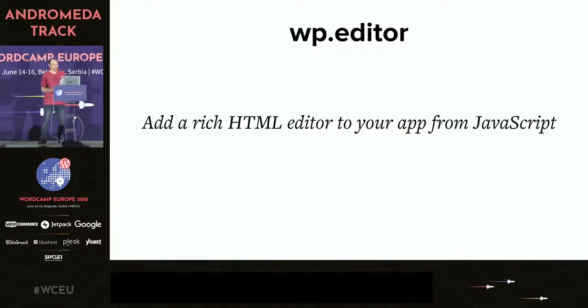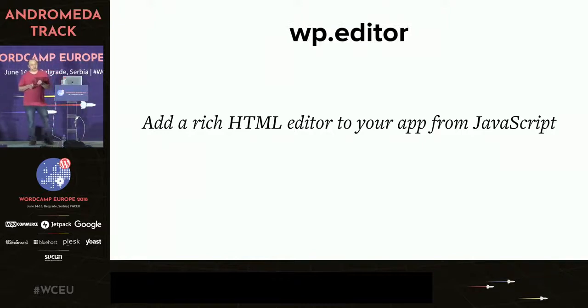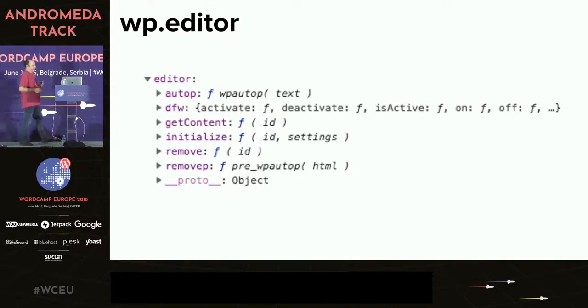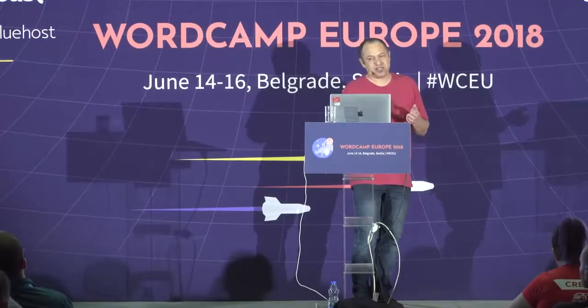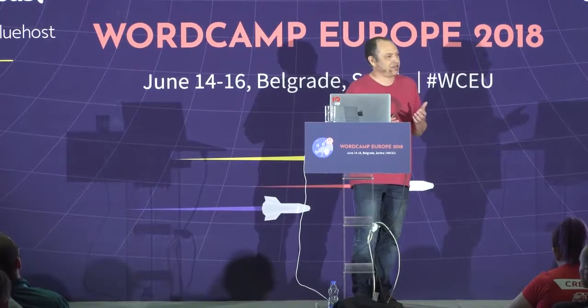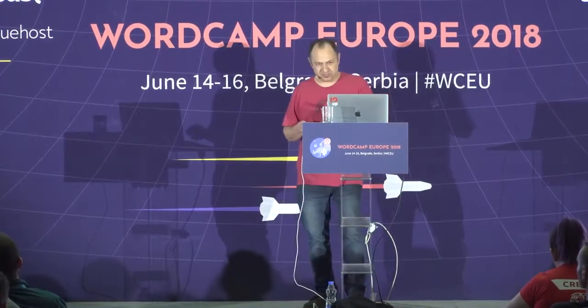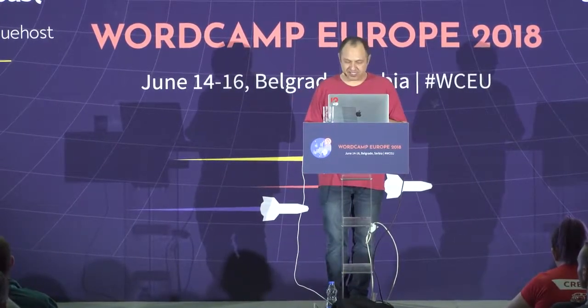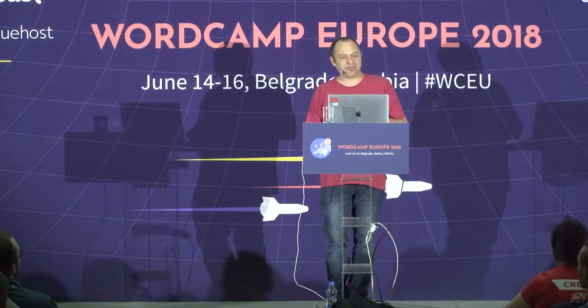All right, let's dive in. WP Editor. This is the JavaScript way of rendering a TinyMCE editor into your application. It's the same TinyMCE editor that editors are already used to using on the post-edit screen. And it is great for adding an editor anywhere you want. You can add it in a meta box or maybe on the front end. But if you're building something in JavaScript and you want to create that editor experience, this is what you're going to use. So I have an example of using this in a React component.